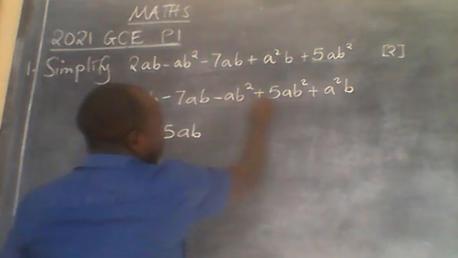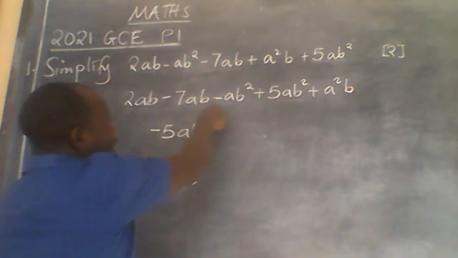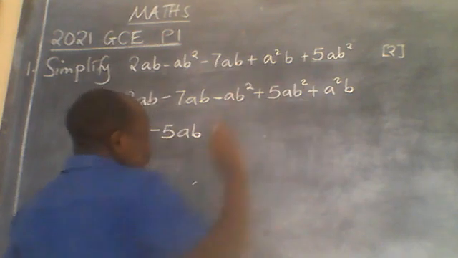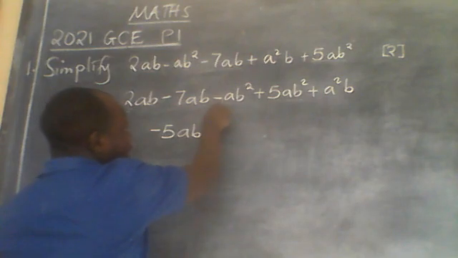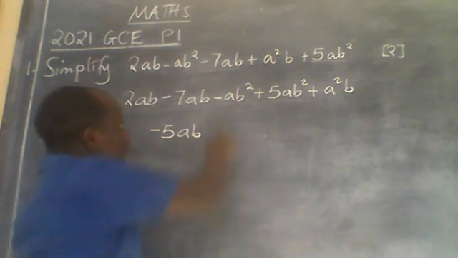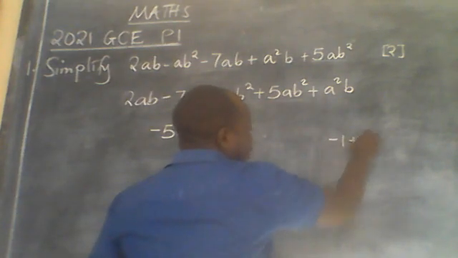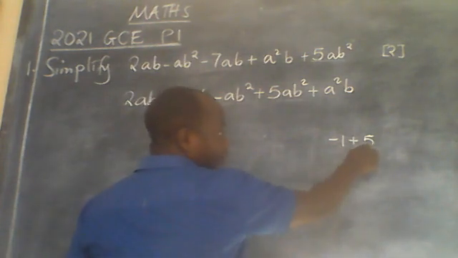We have another pair here. What will be the answer? Negative ab squared plus 5ab squared. You just concentrate on the numbers. What number is here? If there's no number here, just know that there's a 1. So here I've got negative 1 plus 5. What am I going to get? 4. This will give me positive 4.